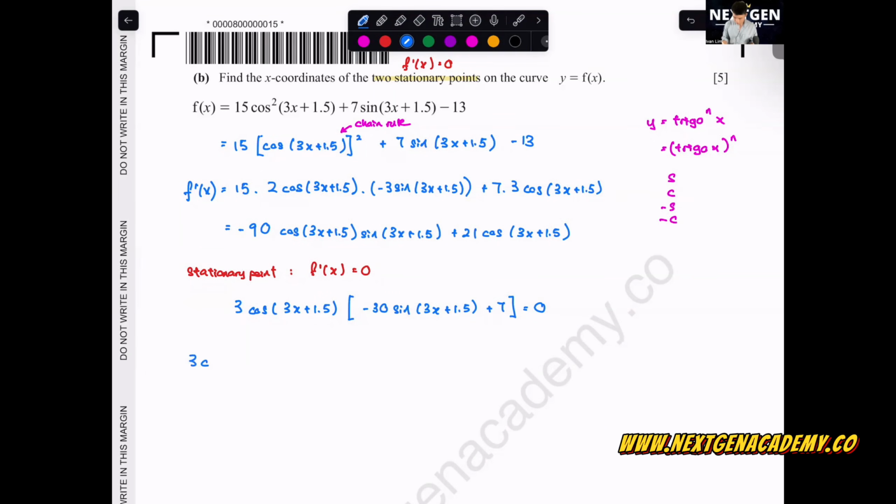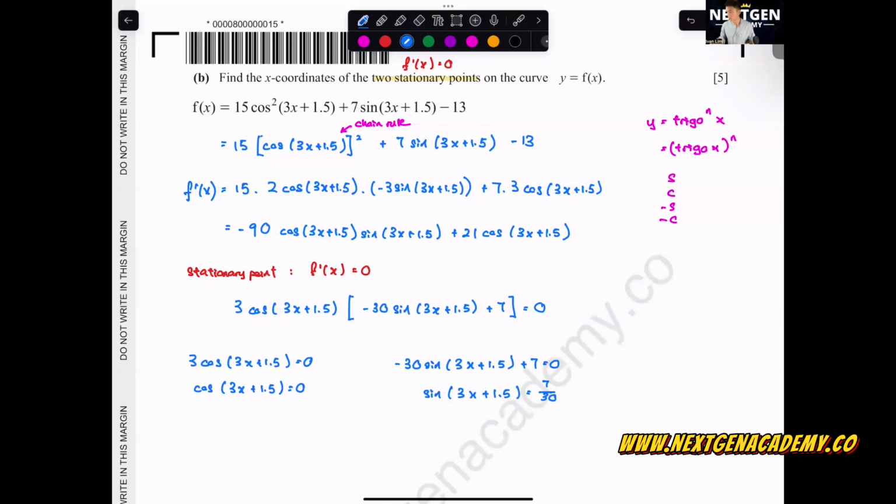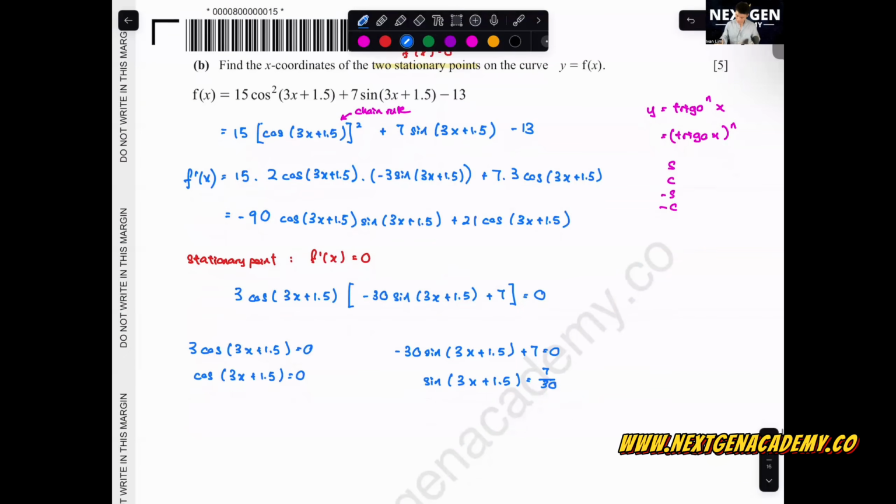We got 3 cos of 3x plus 1.5 equals to 0, so cos of 3x plus 1.5 equals to 0. The other one: negative 30 sine of 3x plus 1.5 plus 7 equals to 0. We bring it to the other side. Sine of 3x plus 1.5 equals to 7 over 30.